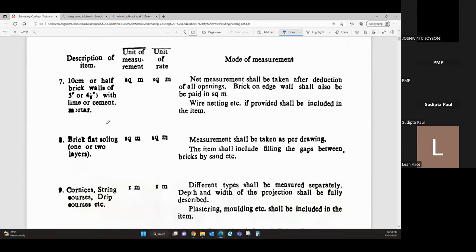So here, see what I was discussing. 10 centimeter is already defined. 10 centimeter or half brick wall with lime cement mortar. Since one dimension is frozen, which is thickness, you are considering square meter. So you are considering it in square meters. Let's go to the next.